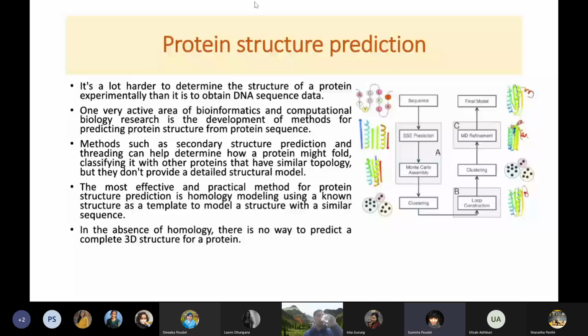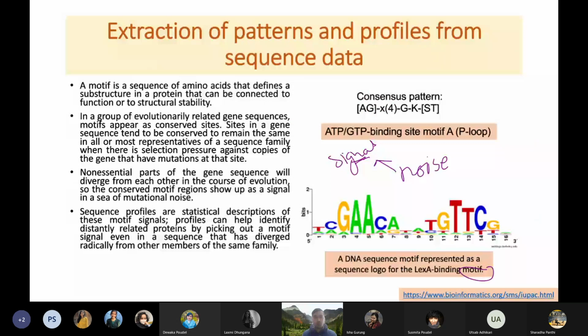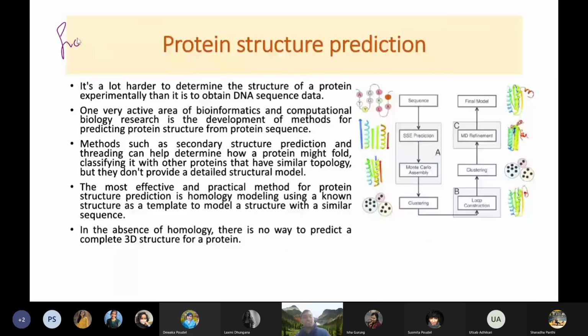Okay, this is another holy grail, really a holy grail problem. This is about predicting the protein structure on the basis of the sequence. It's very difficult to determine the structure of a protein: first you need to purify it, then crystallize it, and then do X-ray crystallography and all that. We have already studied all about that, right?